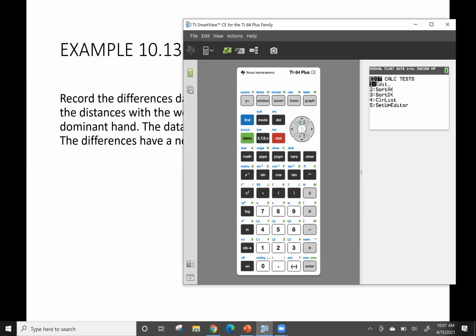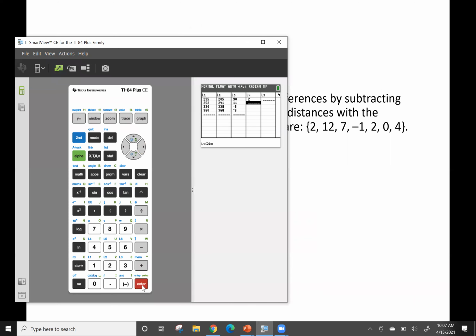Okay, so I'm going to just put that in L4. Why not? So we had 2, 12, 7, -1, 2, 0, and 4. Make sure I have that in correctly.